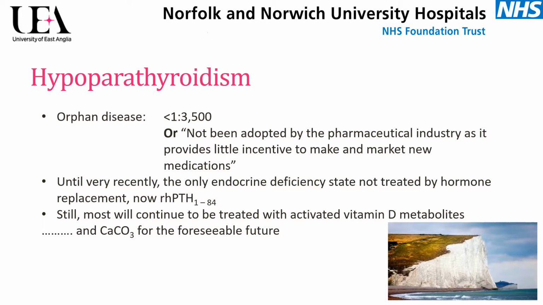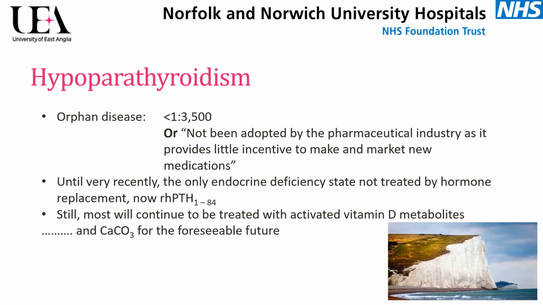Hypoparathyroidism is often described as an orphan disease. This is a disease that can be defined as one with a prevalence of less than approximately 1 in 3,500 people in the population, or alternatively, one that, quote, has not been adopted by the pharmaceutical industry as it provides little incentive to make and market new medications, close quote. This definition is no longer strictly applicable, as many of you will be aware.